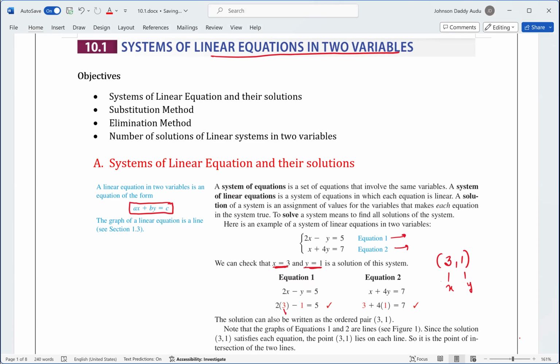Also, substitute the same point into equation 2. You will have x plus 4y is equal to 7. So you will have 3 plus 4 times 1, which is equal to 7. So in other words, we are going to get the same value. So 3 and 1 is a solution of this system.